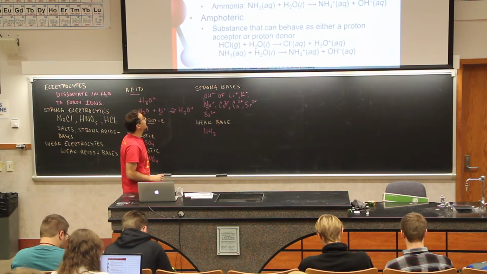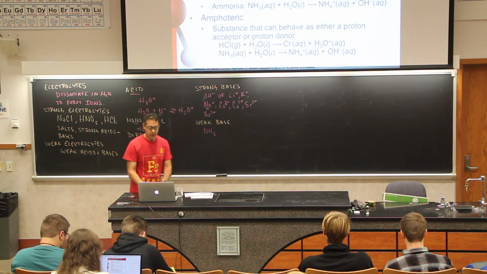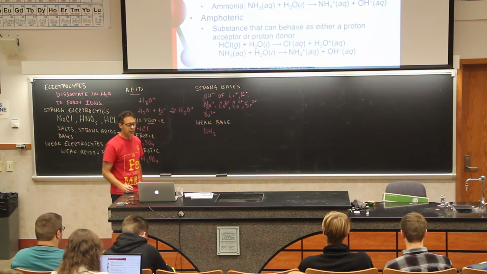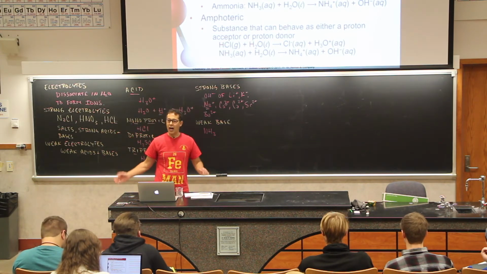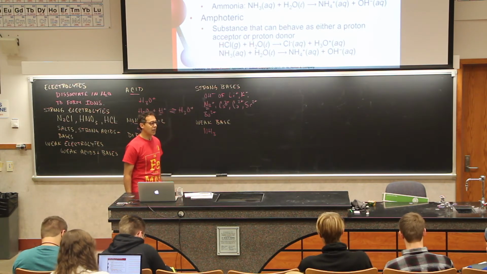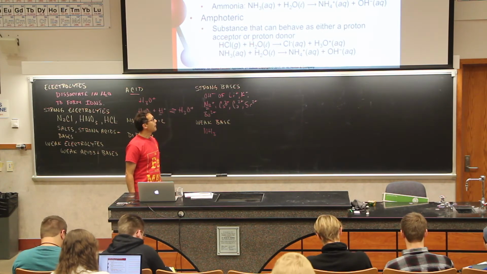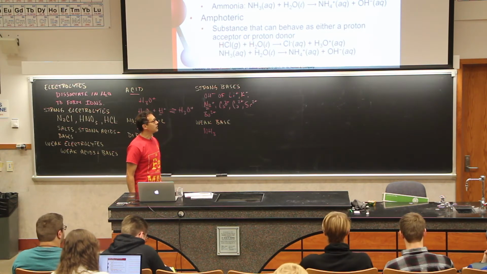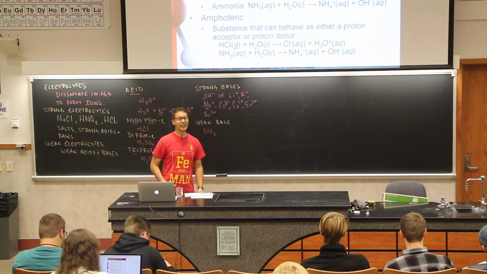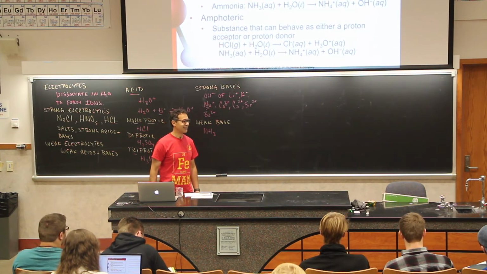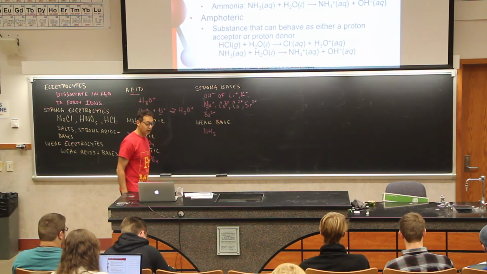And then amphoteric. Amphoteric just means something that could be either an acid or a base. Water is kind of odd. It's one of those substances that can behave as both an acid and as a base. It's one of those great questions that professors love to throw on tests and quizzes. This is water. Is it an acid? Yes. Is it a base? Yes. It's amphoteric. It could be either an acid or a base.